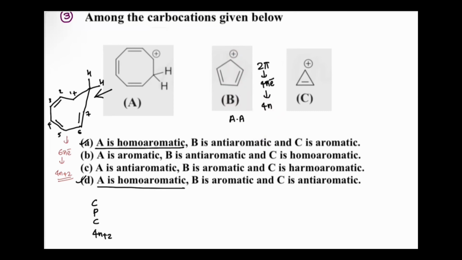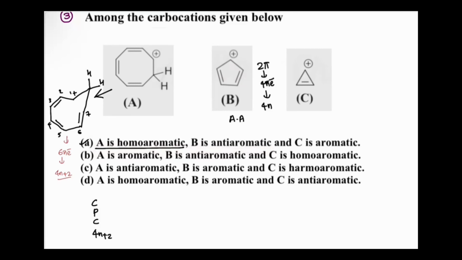Okay. So in option A, A is homoaromatic, B is anti-aromatic. In option D, B is aromatic. So option D is wrong. So the correct answer will be option A, that is A is homoaromatic, B is anti-aromatic. Now we'll see the case of C also to confirm the answer.